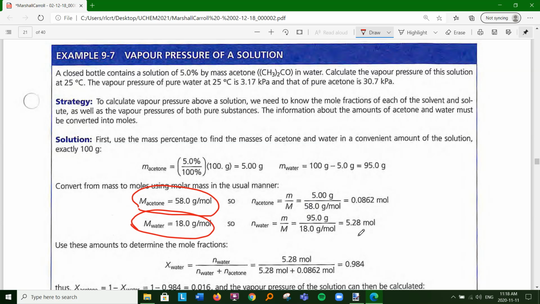And then you can get the total. I like to always get the total. I don't like that they don't calculate the total, so I'm going to put it in here. 0.0862 plus 5.28, 5.3662. So that's my total. And so then my mole fraction of water is 5.28 divided by 5.3362, which is 0.989. Okay, they got 0.985.